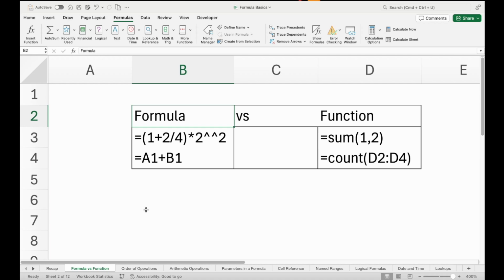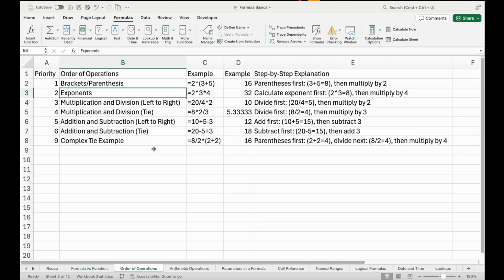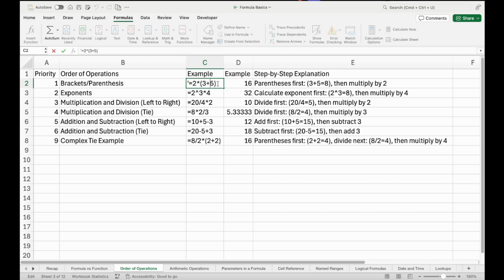So let's first jump into the basics of order of operations, right? You must have heard about BODMAS, BEDMAS or BEMDAS, right? So what it means is that whenever you are creating a formula, there is an order of operations, right? What operation will be performed first, right? In this example, let's break this down into chunks.